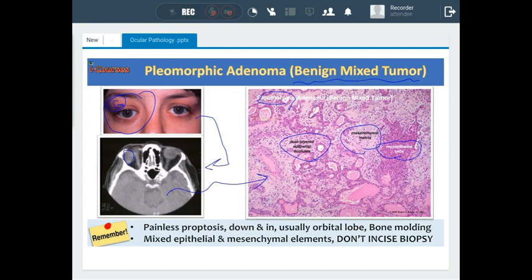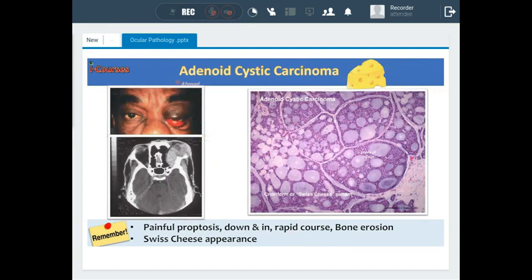However, there is an important surgical rule for this tumor: do not incisional biopsy it. When you are excising this mass, you excise it in toto, meaning that you excise the mass as a whole and do not take an incisional biopsy from the mass if the clinical features suggest pleomorphic adenoma. Because if you do so, there is a higher risk of recurrence and malignant transformation into adenoid cystic carcinoma.